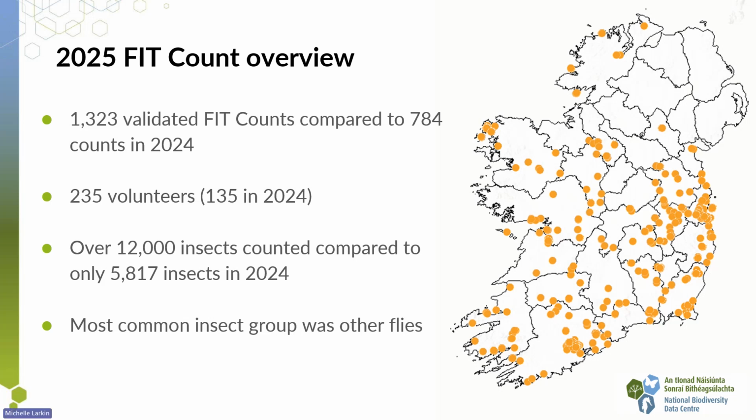We had 235 people submit FIT counts, either by themselves or as part of groups or as part of businesses. We even had some schools submit records. We had over 12,000 insects counted compared to just over 5,000 in 2024. And the most common insect group was other flies, whereas in 2024, I think it was hoverflies. So this can change year on year.